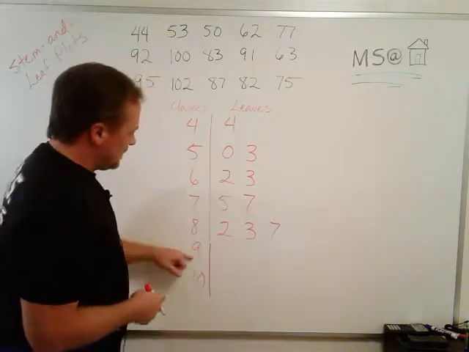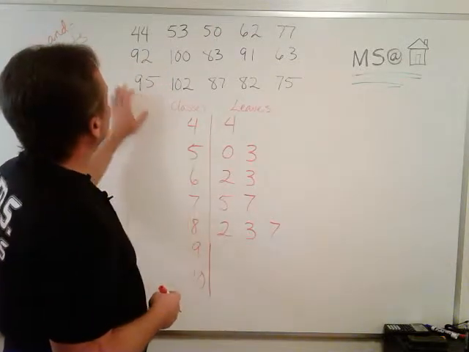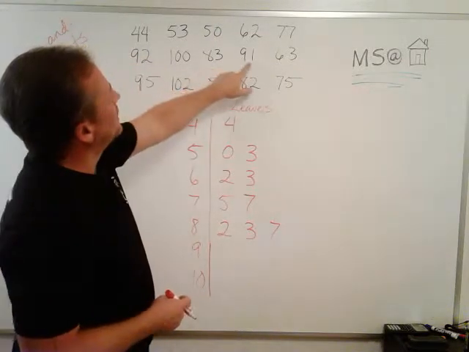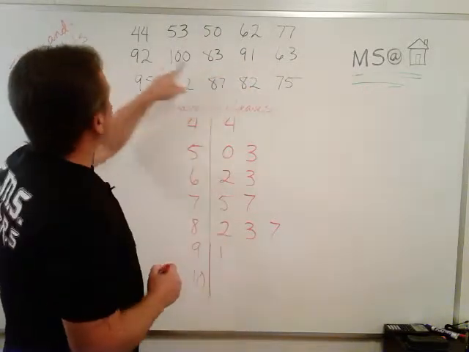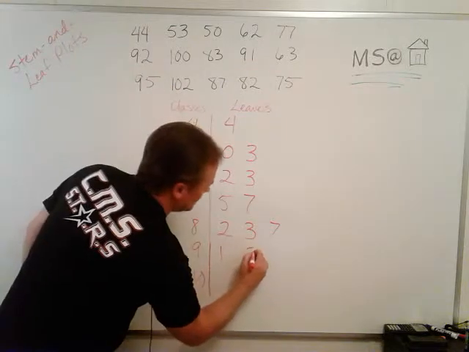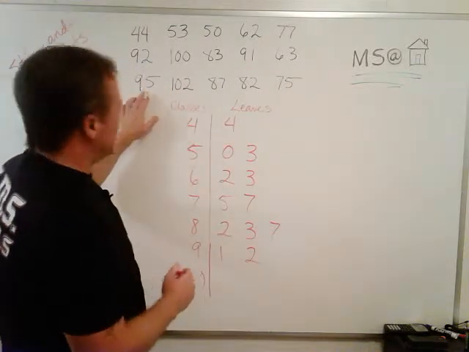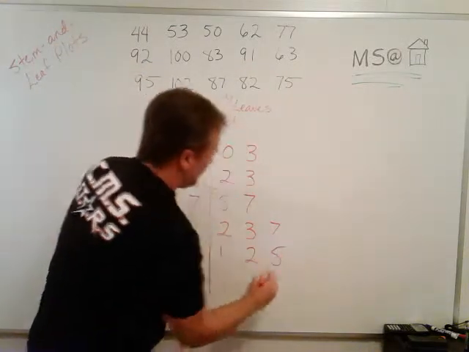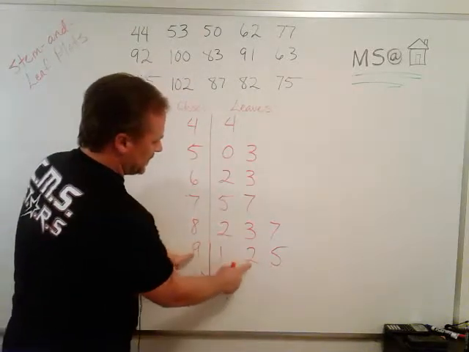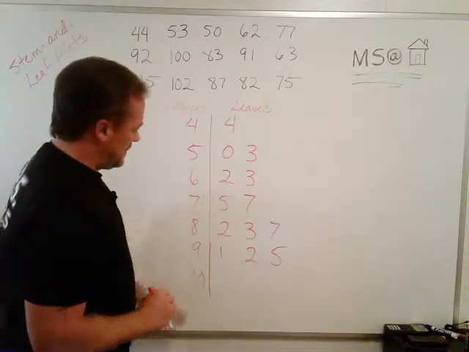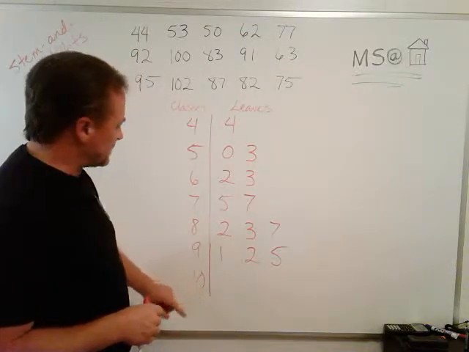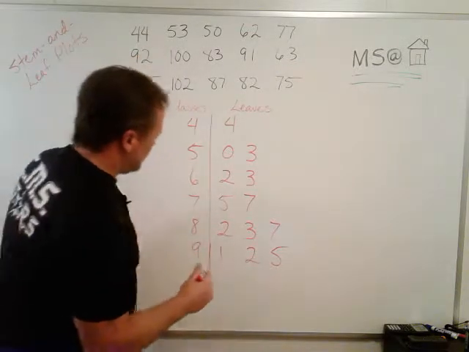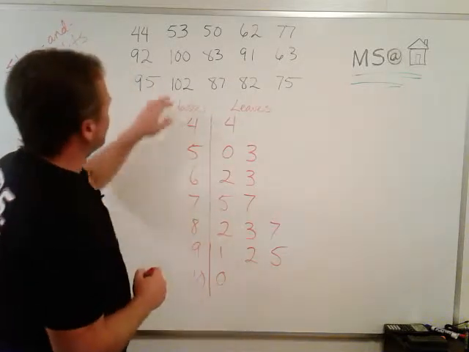Okay? 90s. Where's my lowest 90? Here. 91. And then 92. And then a 95. So there's 3 scores, 91, 92, 95. And finally, those scores that were in the hundreds, or 10s. The smallest one is 100, and the next one is 102.